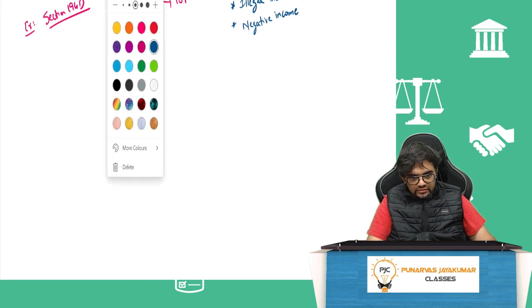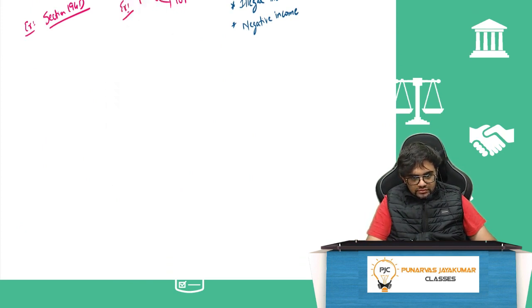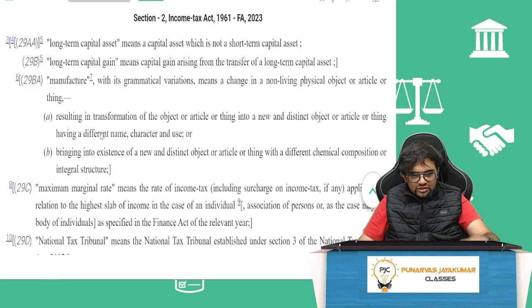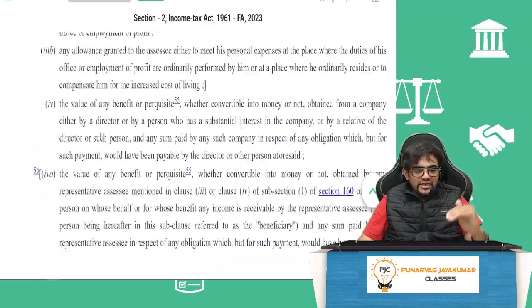So let's write down. SSC, Section 2 clause 7. It means SSC is defined in Section 2 clause 7. Let's see that just for you to understand. Everything I'll make you write becomes very easy.